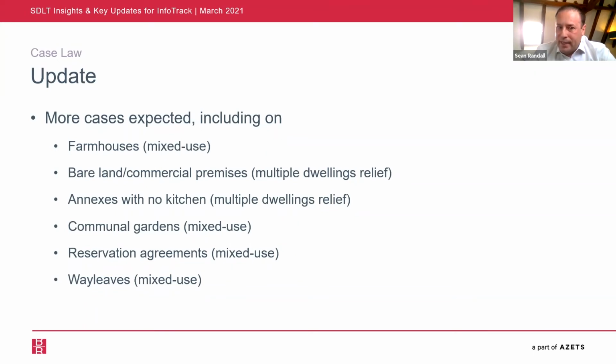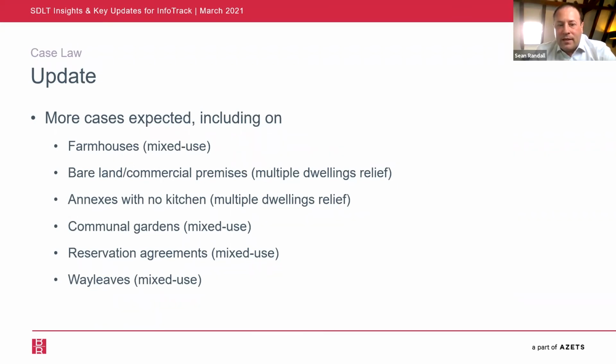Then there'll be, I understand, some appeals on annexes, again, in the context of multiple dwellings relief. And here, I believe the annexes in question have no kitchen. And I think it might shock you to understand that I'm not very optimistic about the chances of success in those cases.